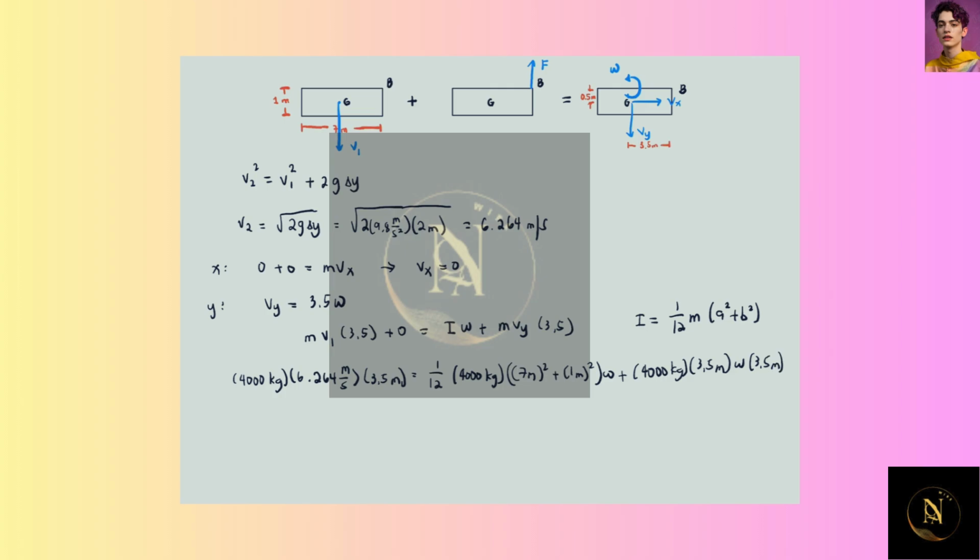Simplifying both sides of the equation, the left hand side is equal to 87,696, and the right hand side is equal to 65,667 times omega. Therefore, omega is equal to 87,696 over 65,667. So this is equal to 1.335 radians per second.